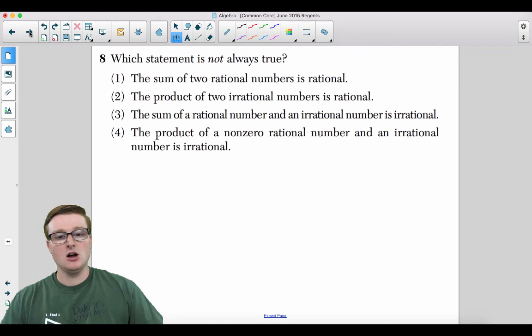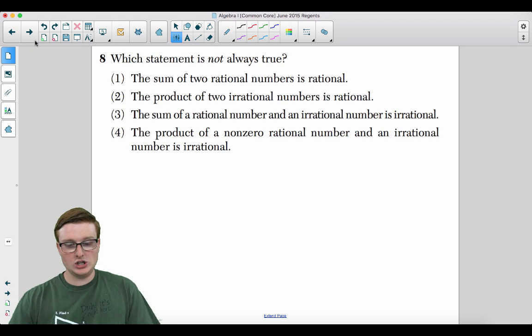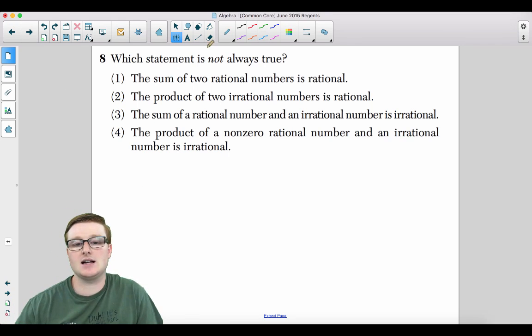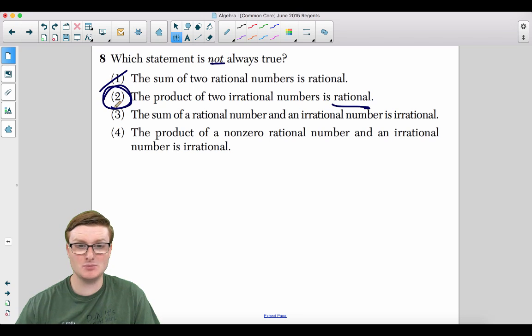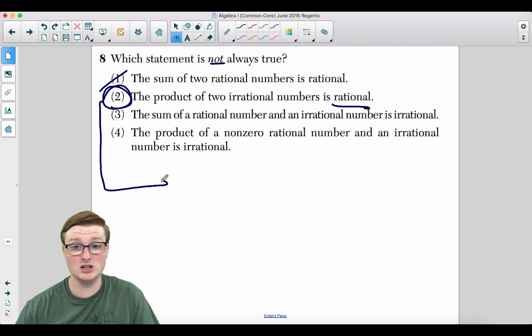All right. Which statement is not always true? All right, this is a common question. The sum of 2 rational numbers is rational. Yes, because if you take 2 rational numbers and you add them, it's going to terminate or repeat itself. That's good. Choice 2, the product of 2 irrational numbers is rational. No. That's your answer.